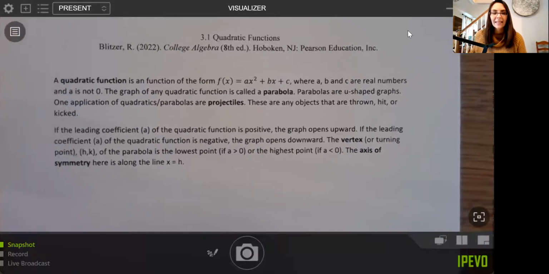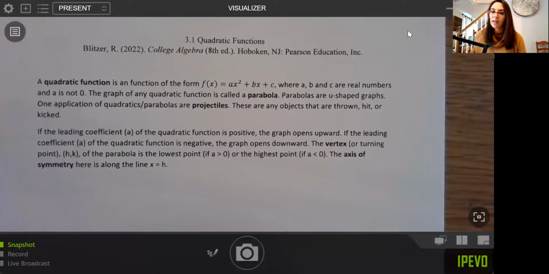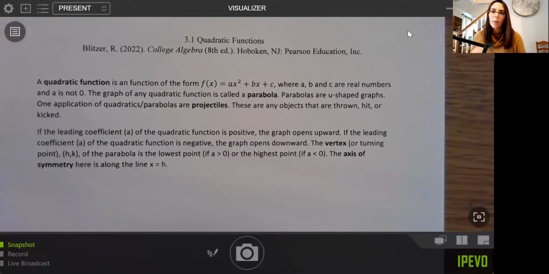Hi, everybody. In this section, we're going to start looking at quadratic functions. So we've seen them a little bit already, but we're going to keep going with them a little bit more systematically and looking more at their graphs.